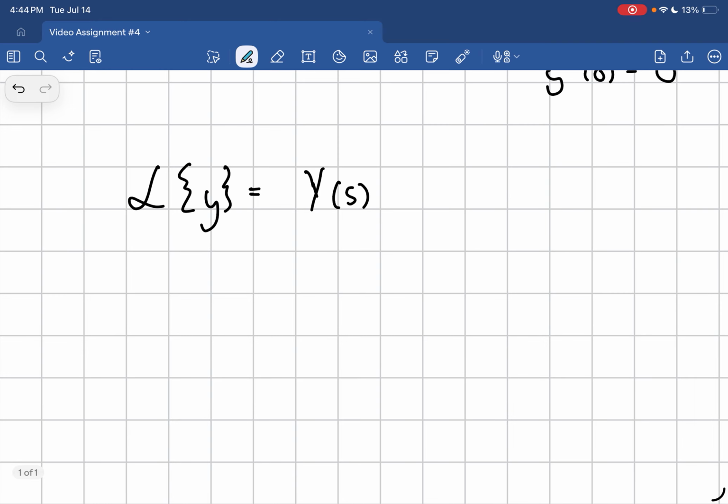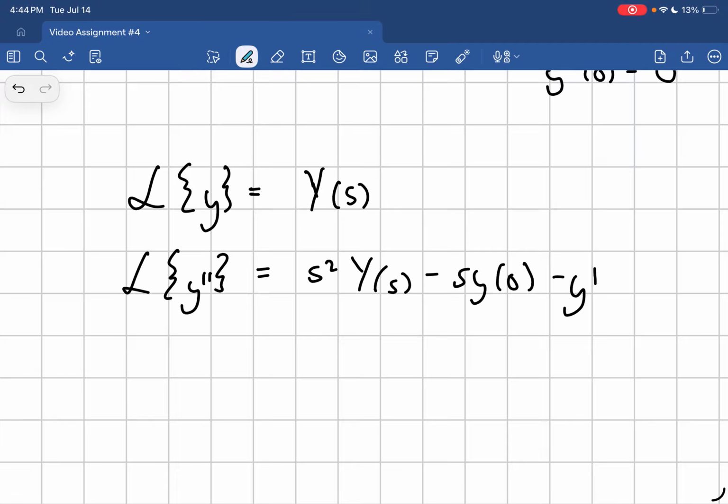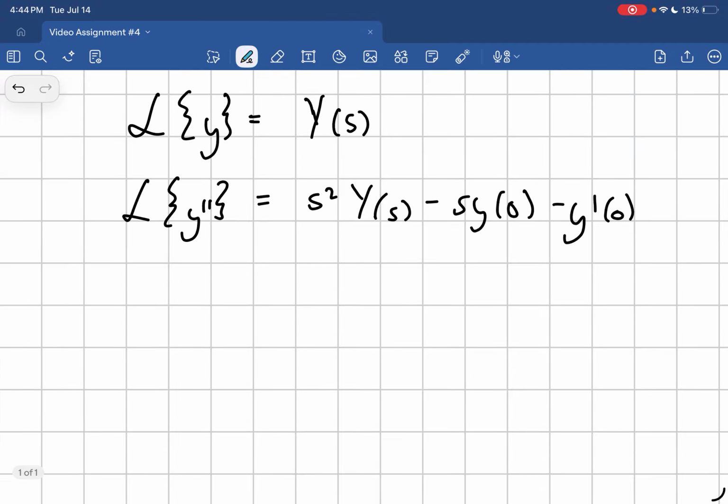the Laplace transform of Y, and that the Laplace transform of Y double prime is equal to S squared Y of S minus S times Y of 0 minus Y prime of 0. And the Laplace transform of sine of AT is equal to A over S squared plus A squared.